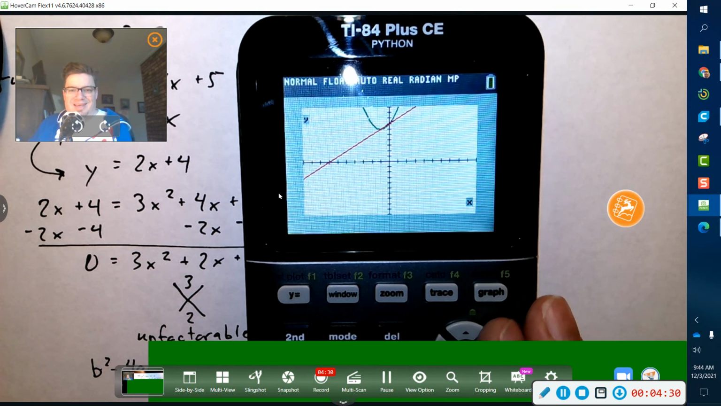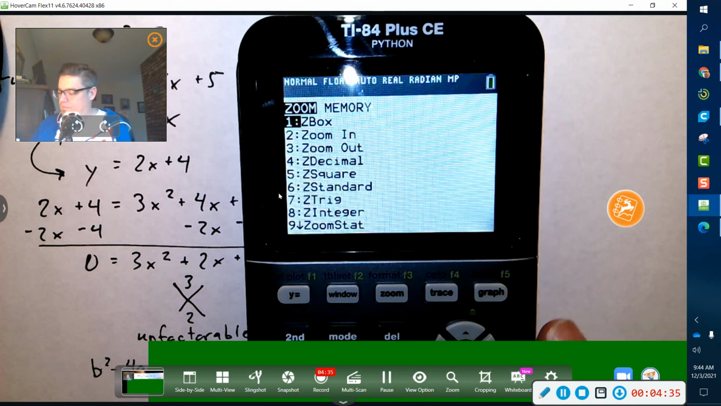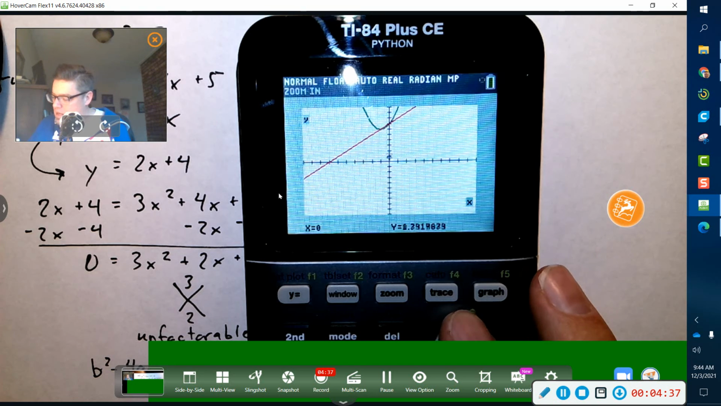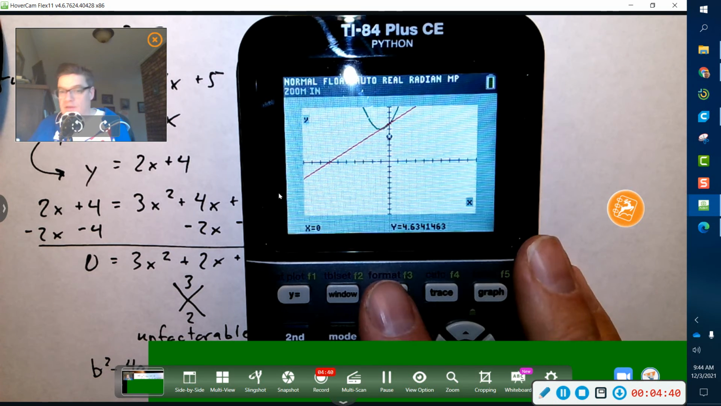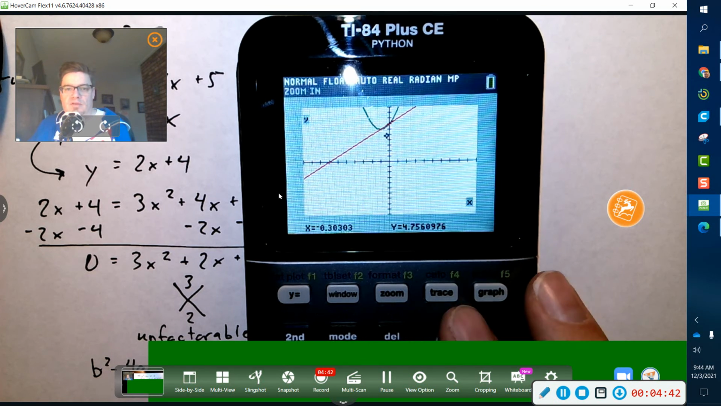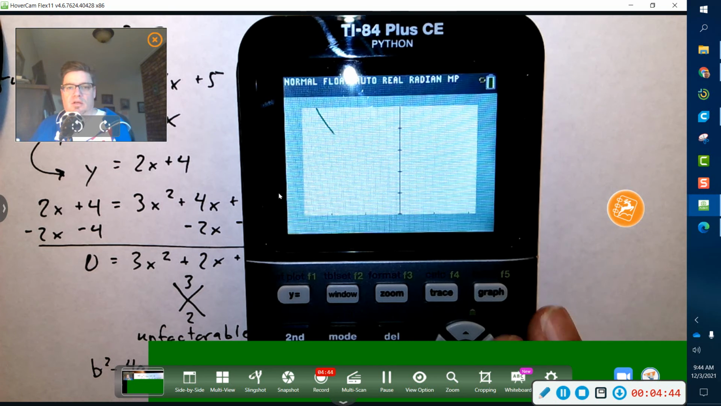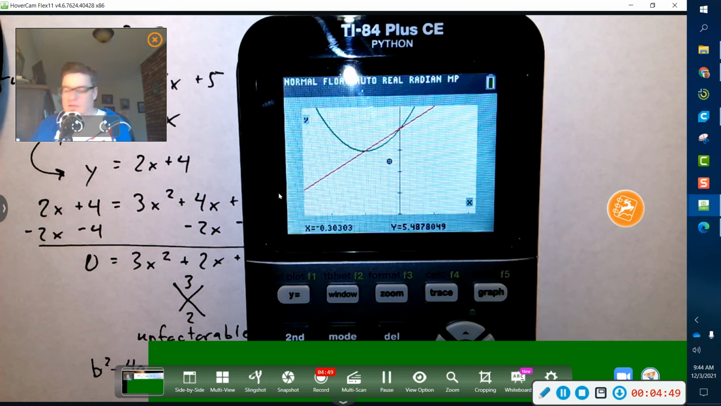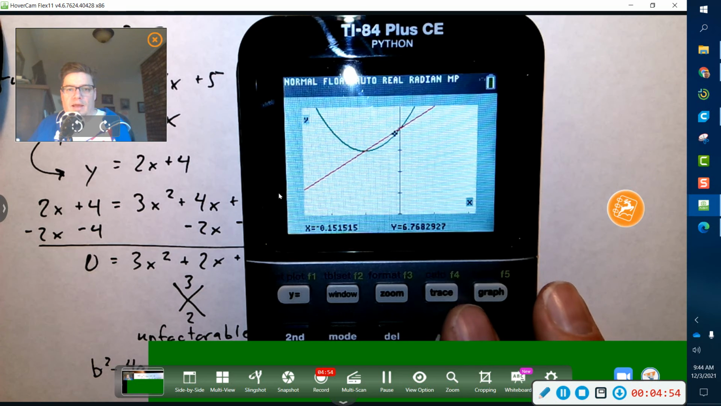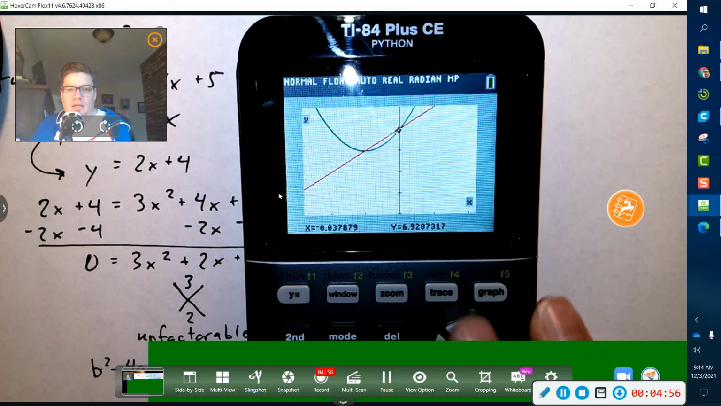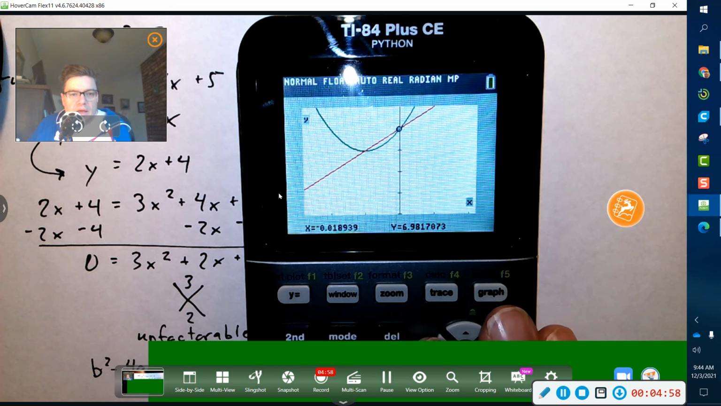Okay, it looks like that's going to be a little hard to see, so I'm going to zoom in now. I hit the zoom button, and I zoom in, and I'm going to scroll into that location here. Get a little closer. Okay, 2 spots. Looks like this guy's right on at, that's got to be at 0, 7.